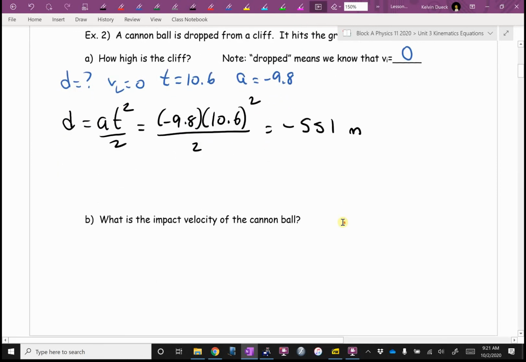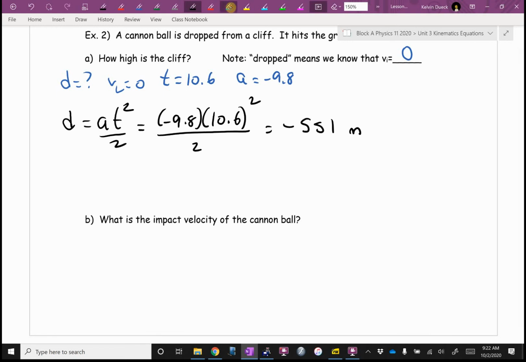B. What's the impact velocity of the cannonball? Kiana, what's this asking me to find? Velocity. Yeah, which one? Which velocity is B asking me to find? Initial or final? What do you think, folks? What is V initial if we're dropping something?